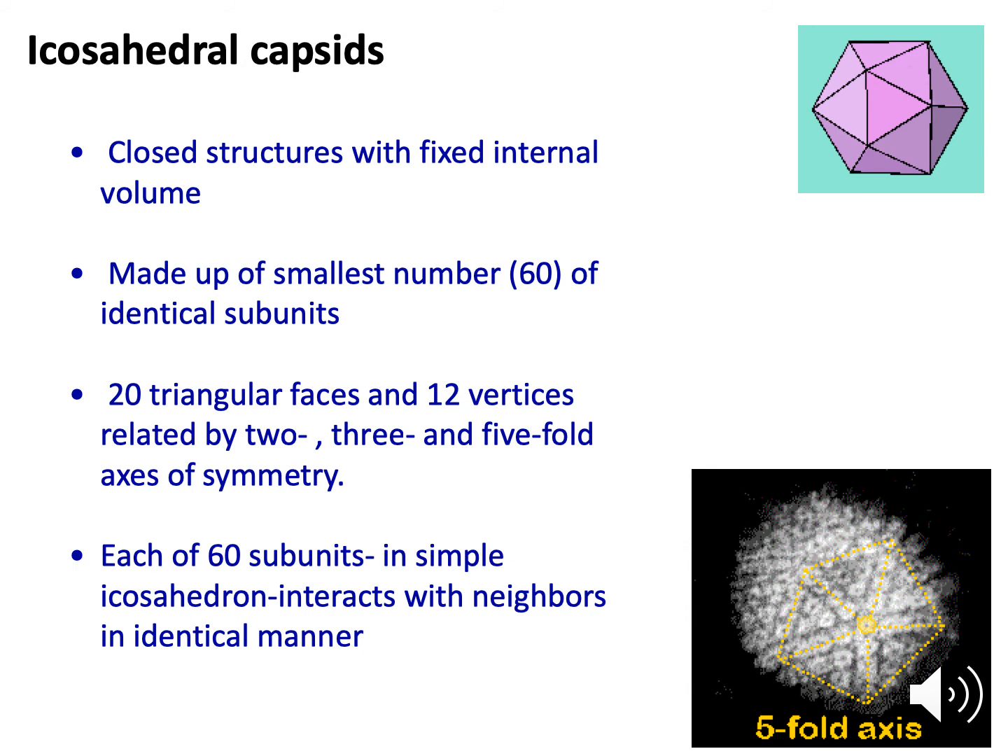And so you can see here, this right here is the 5-fold axis of symmetry. It's a vertex. Here's one, here's one, here's one, here's one. I'm not sure you can see my arrow.